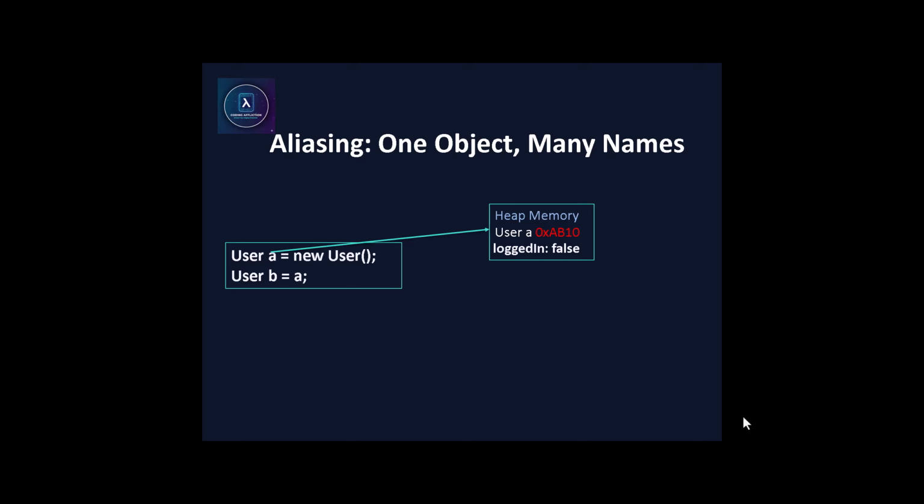Here, both variables point to the same object. When b.login runs, this points to the same memory as a. The method executes correctly. The confusion comes from assuming variable names imply identity. They don't. References do. This is one of the most common sources of bugs in object-oriented programming.